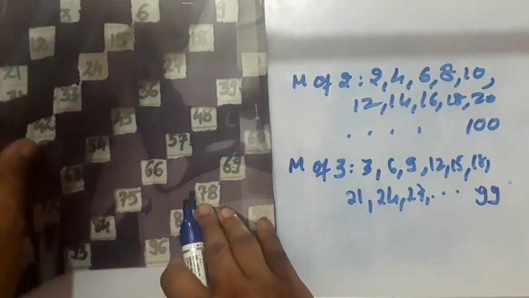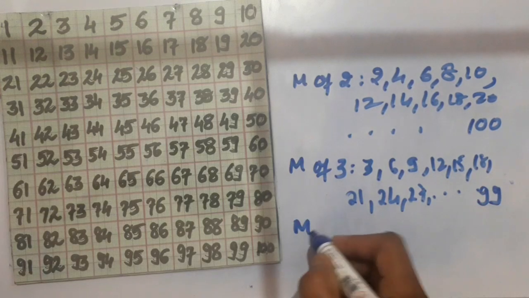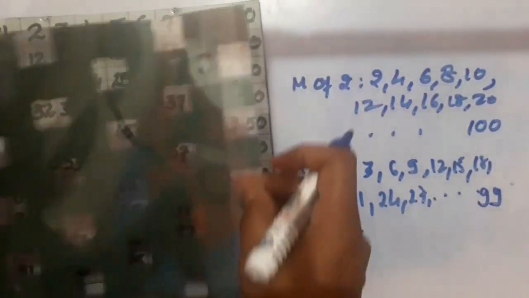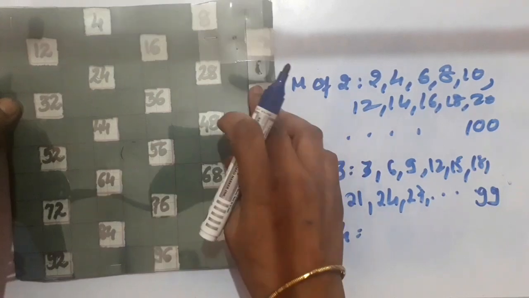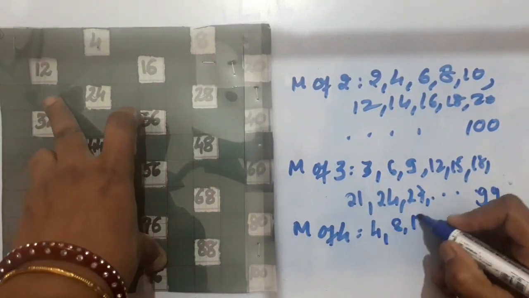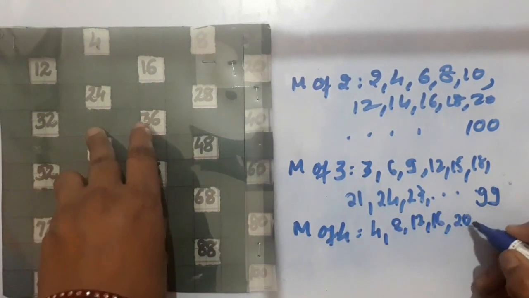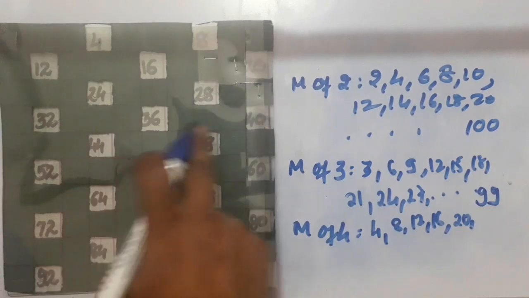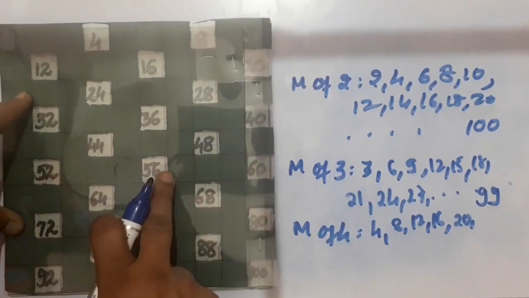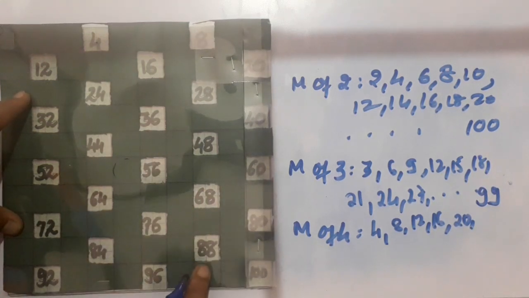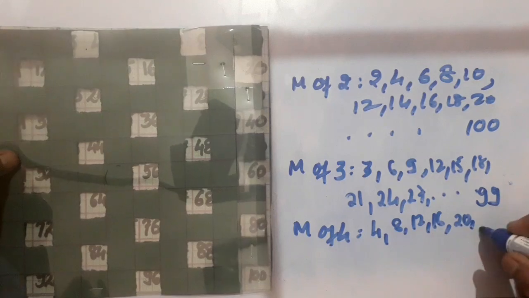Okay, I want to find out now multiples of 4. So here one more grid I am placing over that, and you can see the numbers which you can find out are 4, 8, 12, 16, 20 and so on, 24, 28, 32, 36, 40, 44, 48, 52, 56, 60, 64, 68, 72, 76, 80, 84, 88, 92, 96 and 100. Okay, they are all multiples of 4.